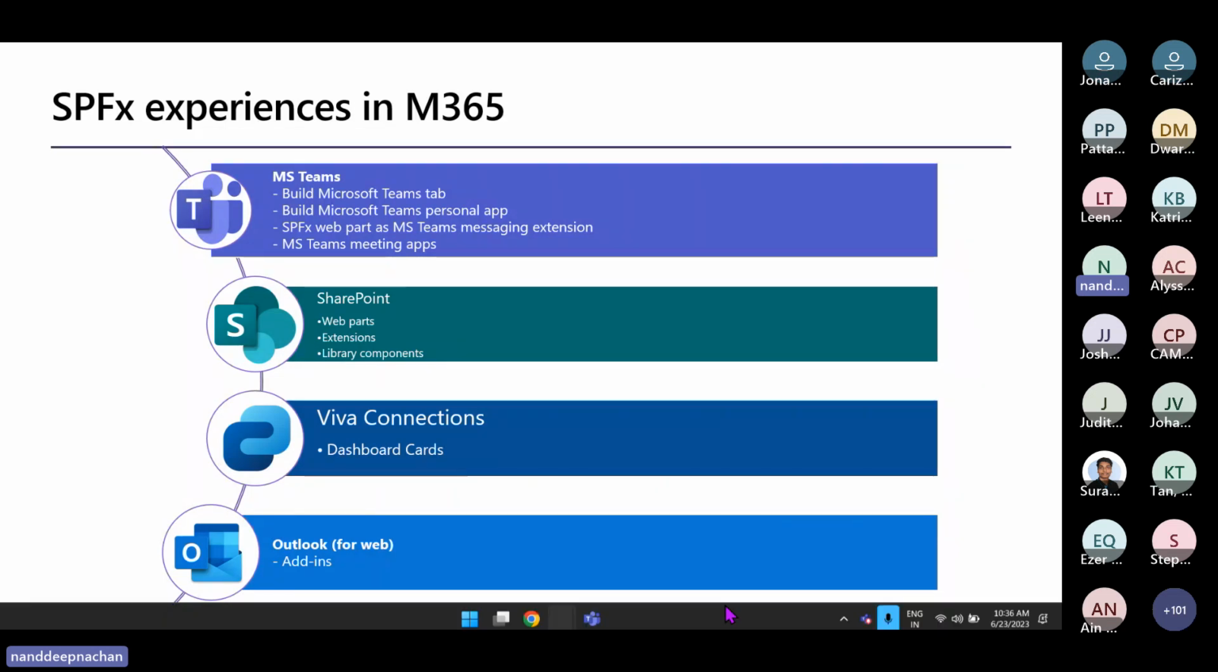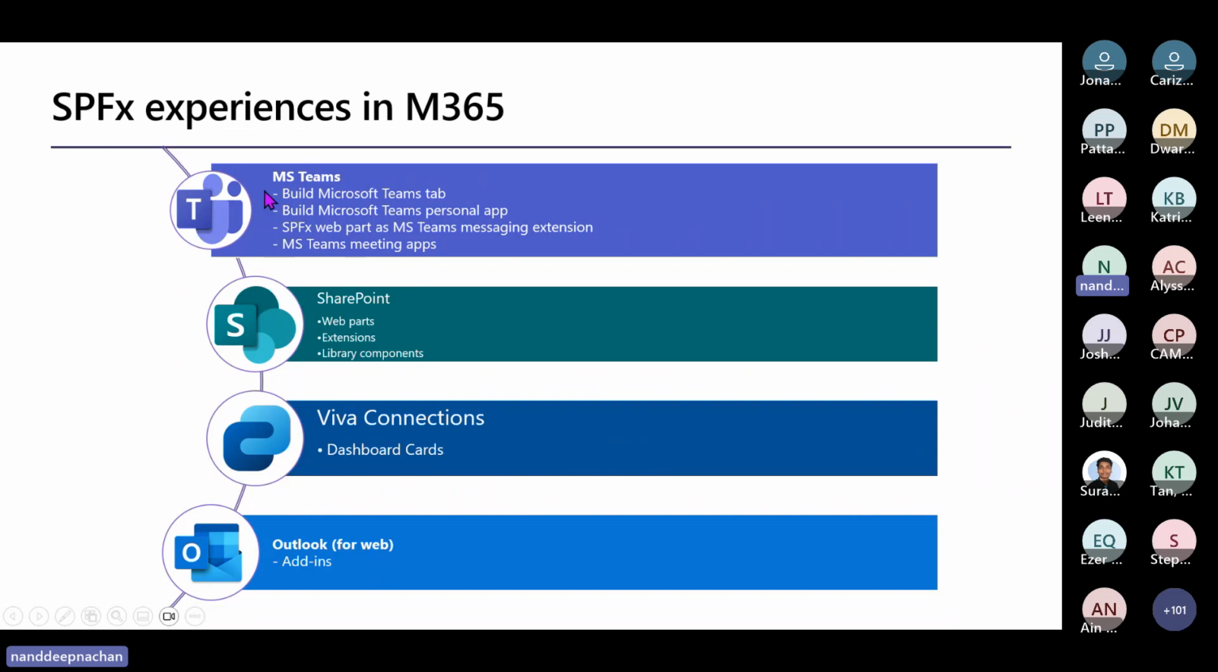So what kind of solutions can we create with SharePoint framework? For Microsoft Teams, we can build tabs, personal apps, as well as messaging extensions and meeting apps. For SharePoint, we can create the web part, extension, and library component that we just have seen. At the same time, for Viva Connections, we can create dashboard cards or the adaptive card extension, the option that we just have seen, as well as for Outlook for web, we can create add-ins using SharePoint framework.